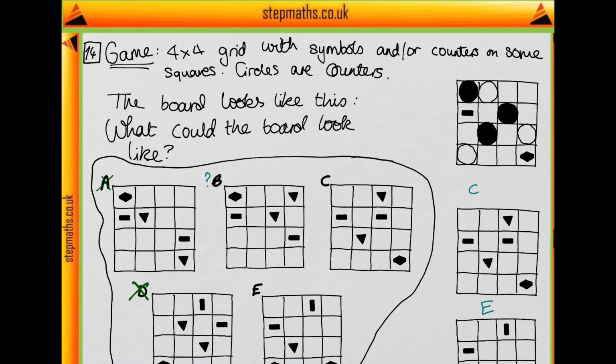So let's look at C first. We have the diamond where we want it to be, and the rectangle where we want it to be as well. And we see that these two are covered, so they're fine. However, we have a problem with this one here because it's not covered up here, and this is blank, so this cannot be right, and therefore we can rule out C.